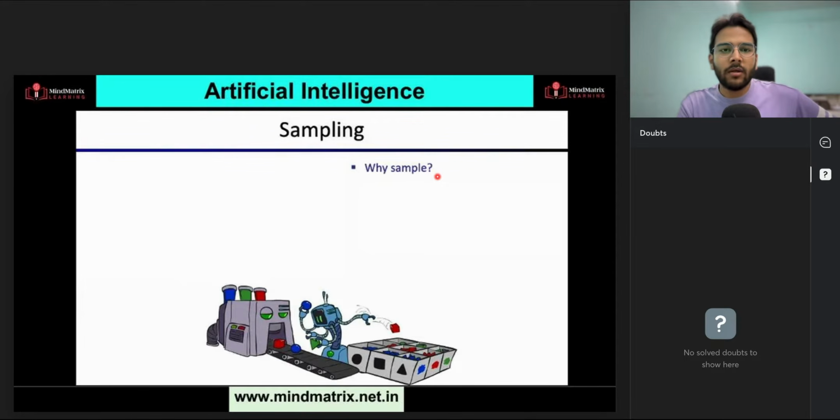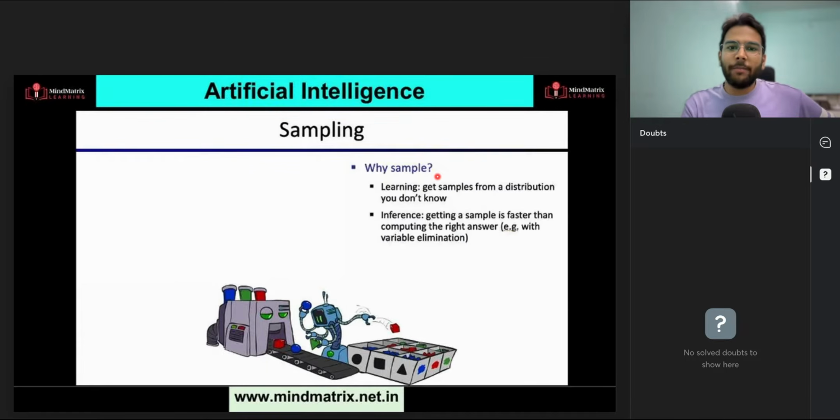Very good. So why do we do sampling? Basically we get samples from a distribution that you don't know. When you don't have much idea about the entire distribution, we get samples from it so that we can learn the pattern and make some inference from it, right? Here also it is mentioned why we are doing sampling. Getting a sample is faster than computing the right answer, and that is absolutely correct.